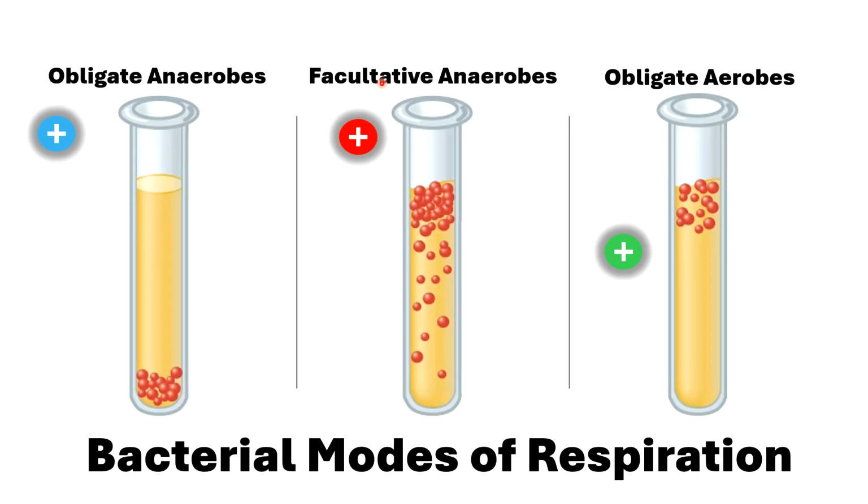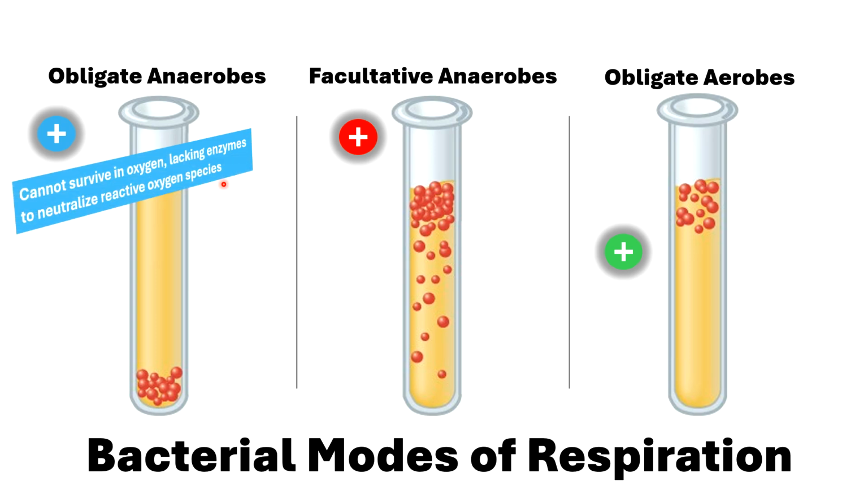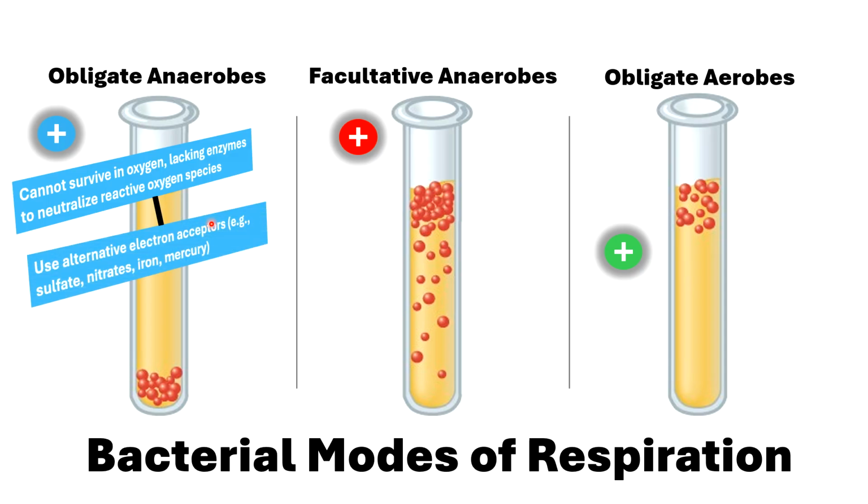There are three types of bacterial modes of respiration, starting with obligate anaerobes. They cannot survive in oxygen, lacking enzymes to neutralize the reactive oxygen species. This is some biochemistry here. You don't need to know exactly what this means, just make sure you remember. We're going to simplify it in a second.